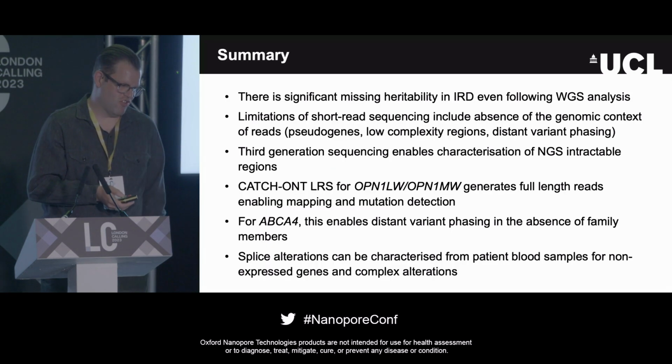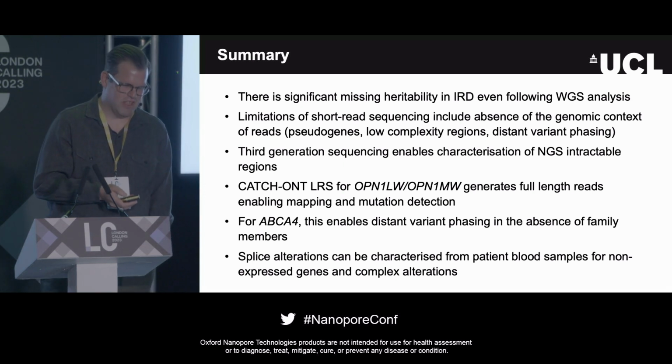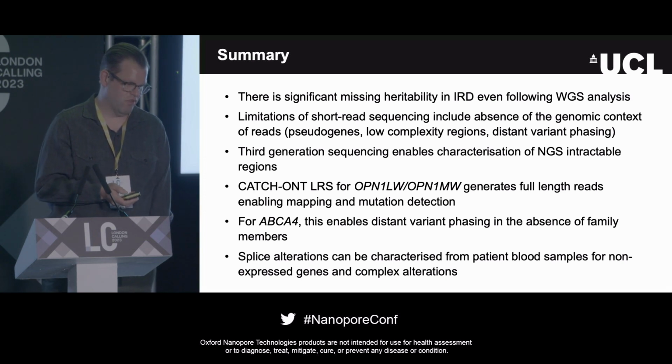And so just to summarize, there is still significant missing heritability. Short read sequencing is limited in how it can characterize variants and detect variants, and we think that the methods we've shown here represent the potential use of nanopore sequencing for clinical labs to be able to detect and characterize this sort of variant.